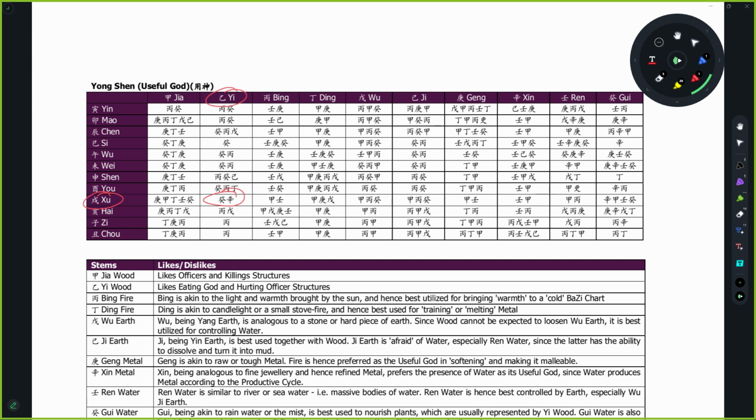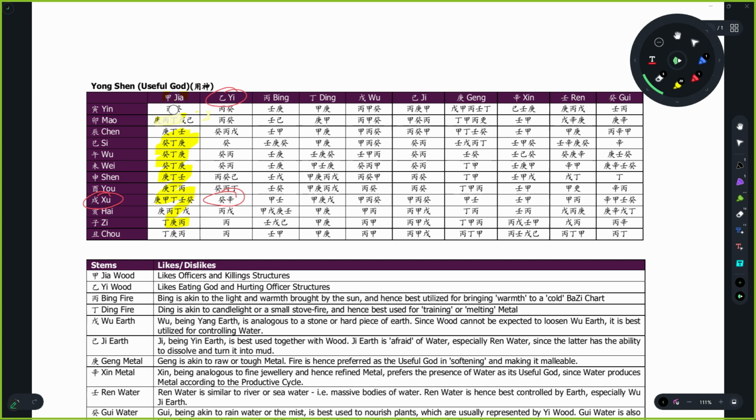Now the thing about Yi wood, wood element is pretty needy. So we do find that wood people tend to need a lot more elements. I mean, look at Jia. Look at the number of useful gods that this Jia day master requires.